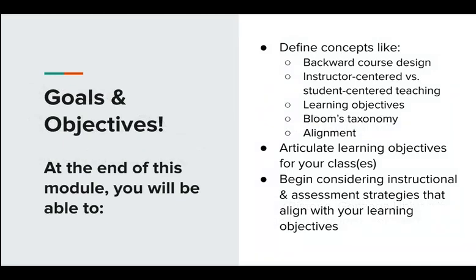At the end of this module, you'll be able to define concepts like backward course design, instructor-centered versus student-centered teaching, learning objectives, Bloom's taxonomy, and alignment. You'll be able to articulate learning objectives for your classes, and you'll begin considering instructional and assessment strategies that align with your learning objectives.